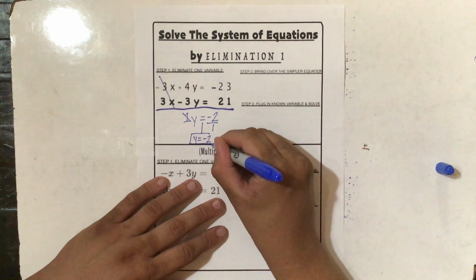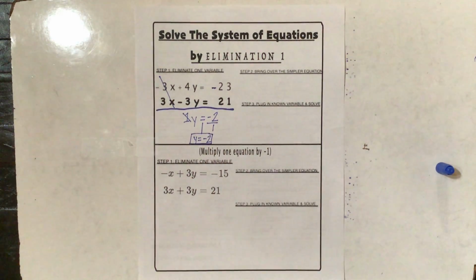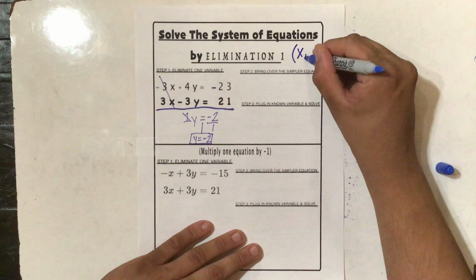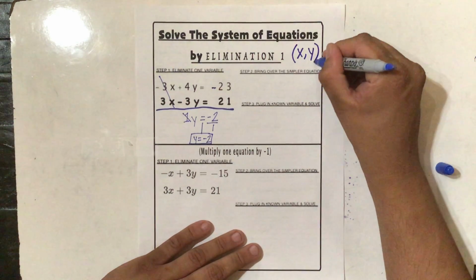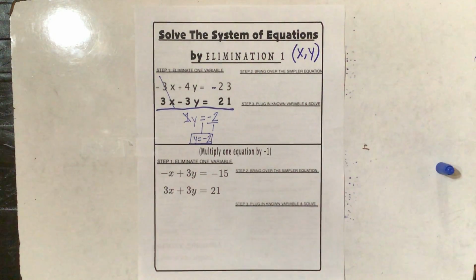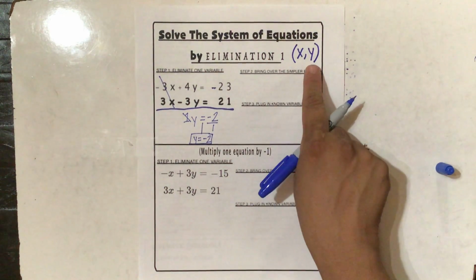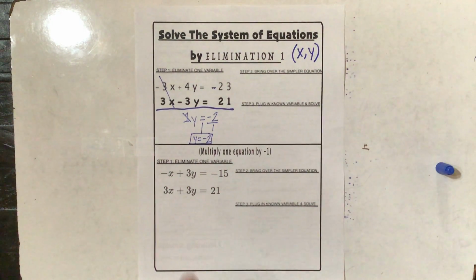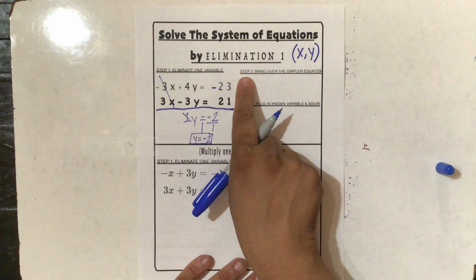So there's my first solution. Remember, in the graph that we did, we found our answers as x comma y. It was a point, x comma y. So we found our y. Perfect. But now we need to find our x. So let's see what this instruction says here.